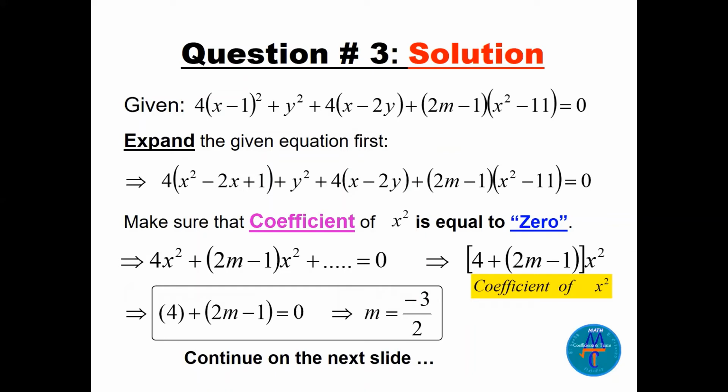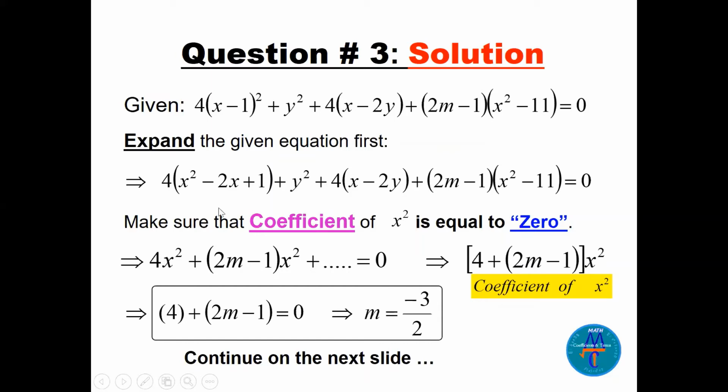So let's expand first. This one is the given. I will expand it. x squared minus 2x plus 1 from the formula, y squared 4, 2m. Leave this one here. So make sure that the coefficient of x squared is equal to 0. So what do I do? I search here, I look for x squared only. So 4x squared, I write it down.